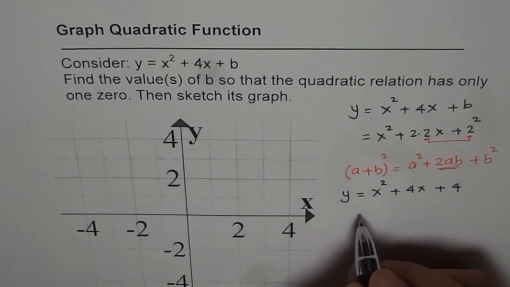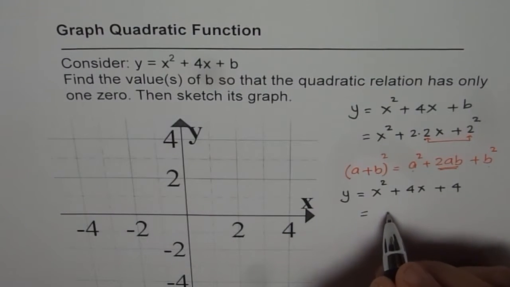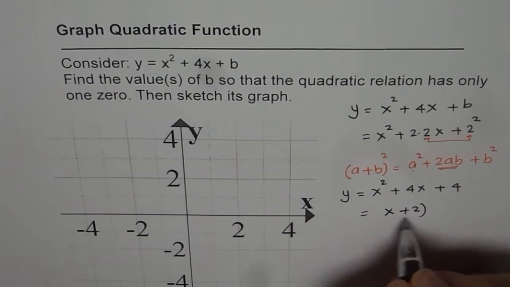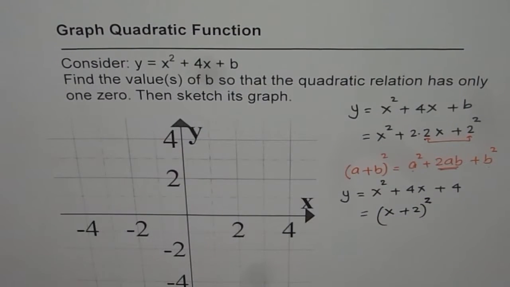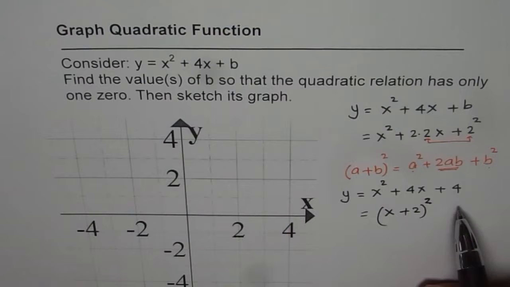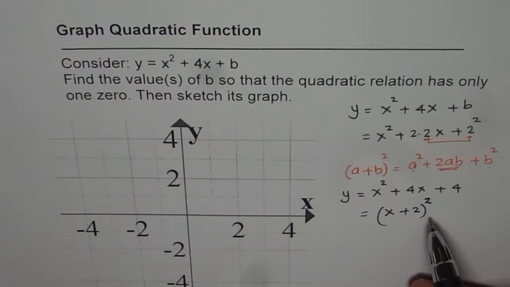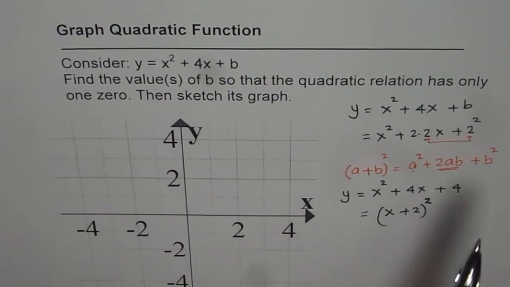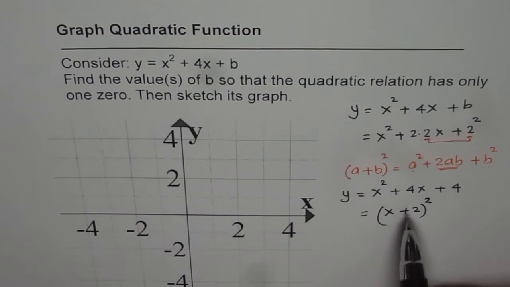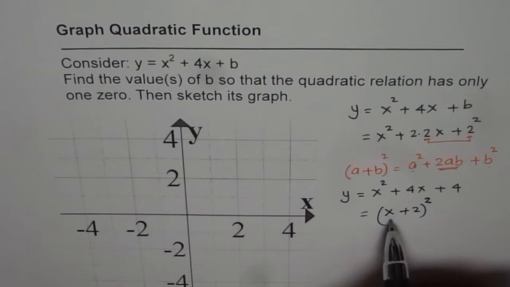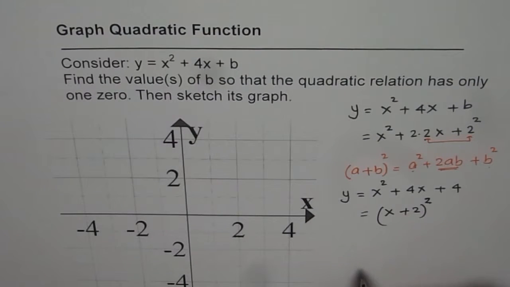And this expression, as we have seen, can be written as x plus 2 whole square. Now for b equals 4, we get x plus 2 whole square, and that will have only 1 zero, right? So the demand for 1 zero indicates that this should be a perfect square, and that is how we get our answer. Okay, now we have to sketch x plus 2 whole square.